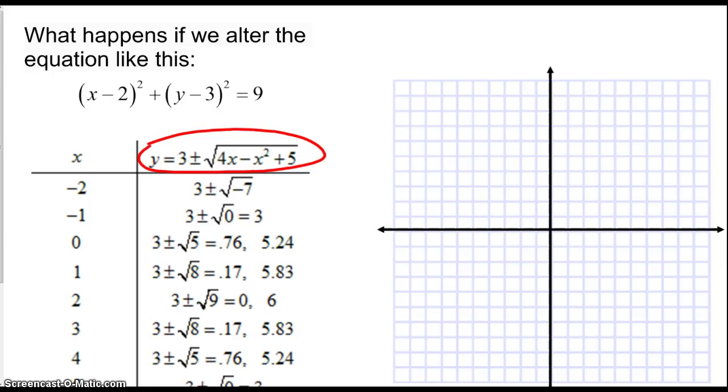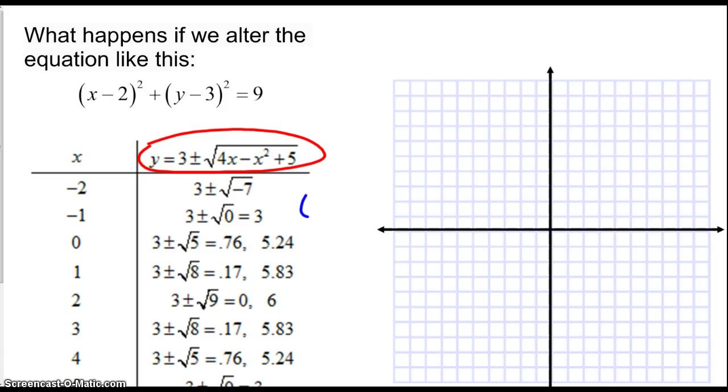Y is 3 plus or minus the square root of 4x minus x squared plus 5. Okay? And if you try to graph this using the same methods, let me just actually show you what happens if I plug this in. It's a lot of work to do this, but just to kind of show you the result. If I plug a negative 2 into that, I actually get something that includes the square root of a negative, so there's no point at all there, right? It's undefined.